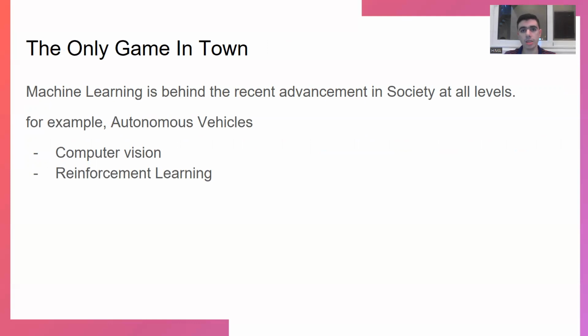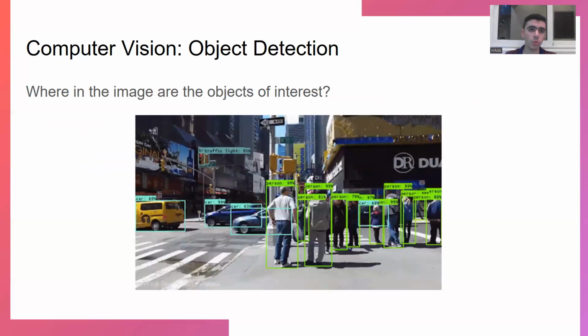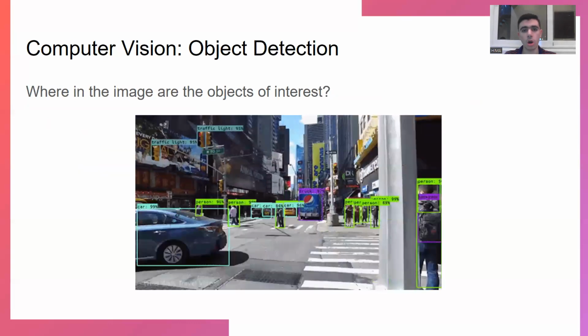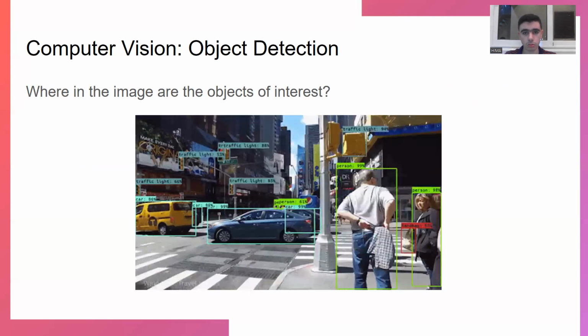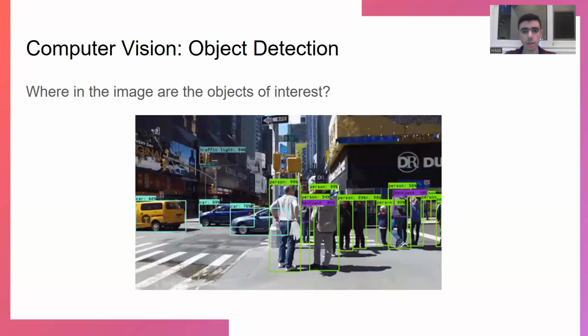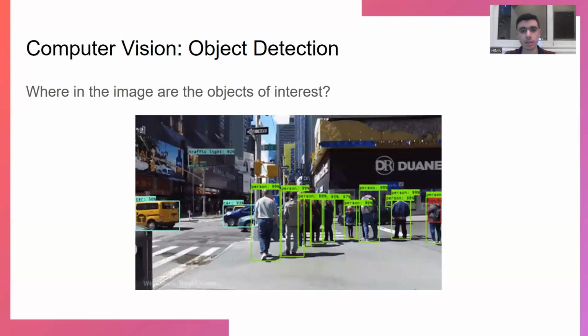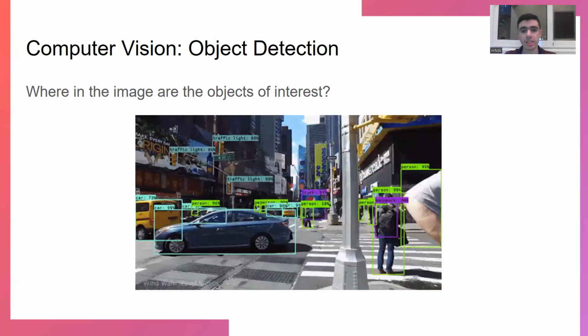Machine learning is behind the recent advancement in society at all levels. Let's take, for example, autonomous vehicles. In autonomous vehicles, two kinds of machine learning that are vastly used are computer vision and reinforcement learning. A case of computer vision is object detection. Object detection cares about the location, the count, and type of objects in the image.